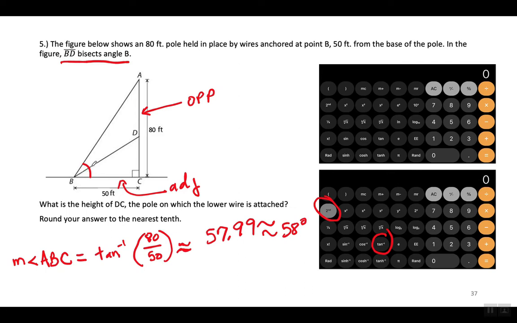That means it's splitting it in half. So if this entire angle is 58 degrees, divide this by 2 to find out what each one of these angles measures. All right, so 58 divided by 2 is going to equal 29 degrees. So I'm going to erase this, but each one of these angles is 29.